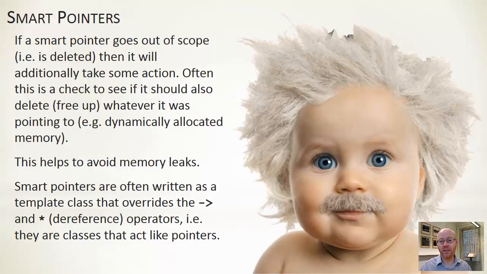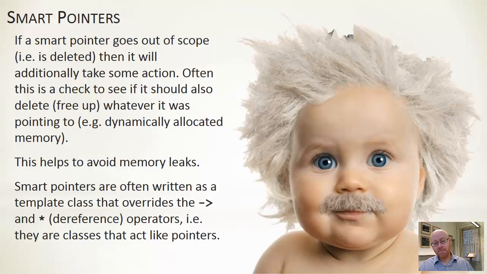And the type of functionality they can offer is that whenever they go out of scope, whenever they're deleted, so for example freed up from the heap or the stack, then they trigger some action. And most often the action they trigger is that the thing that they point to, they delete that as well, or they tell the thing to delete itself. So they are a good way of preventing memory leaks from happening.